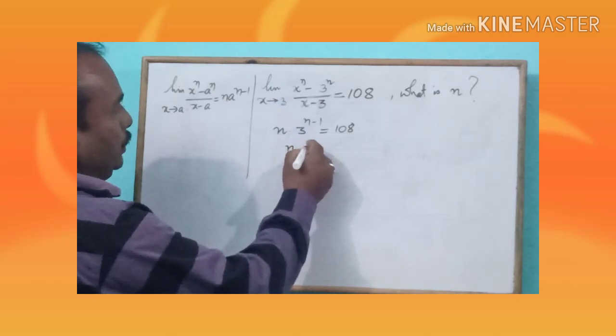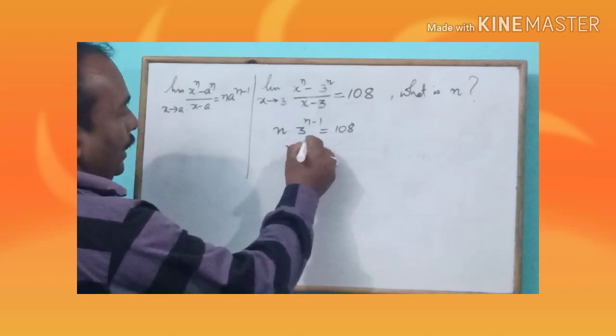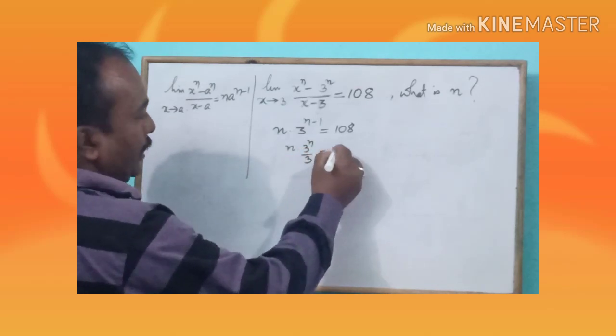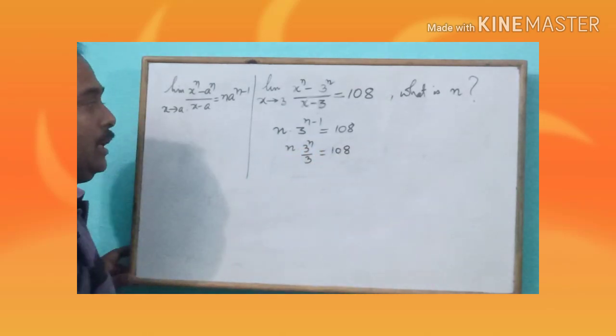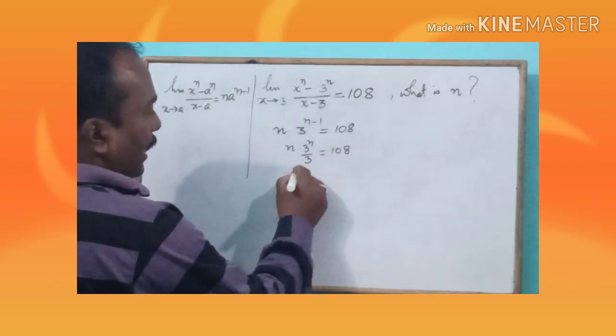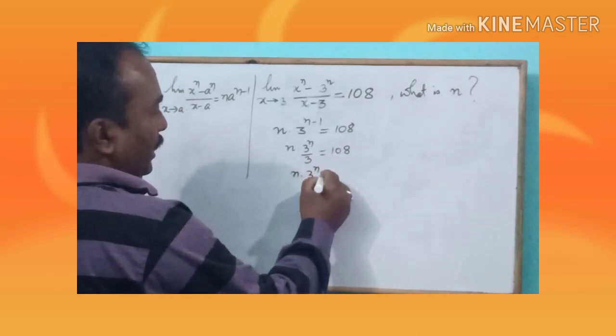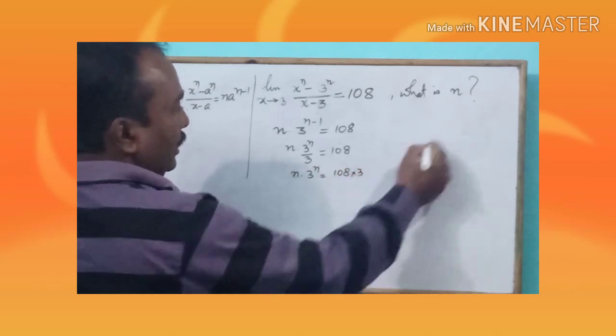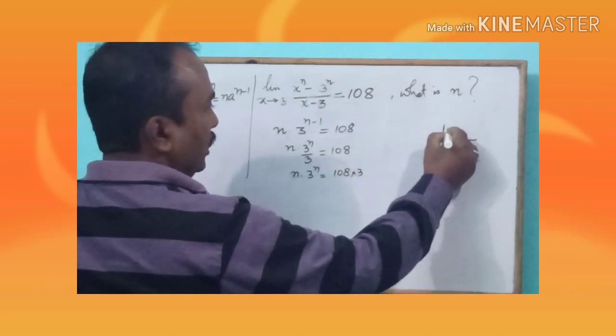n into 3 to the power n by 3 is 108. Now let us cross multiply. n into 3 to the power n is 108 into 3. Let us find the factors of 108.